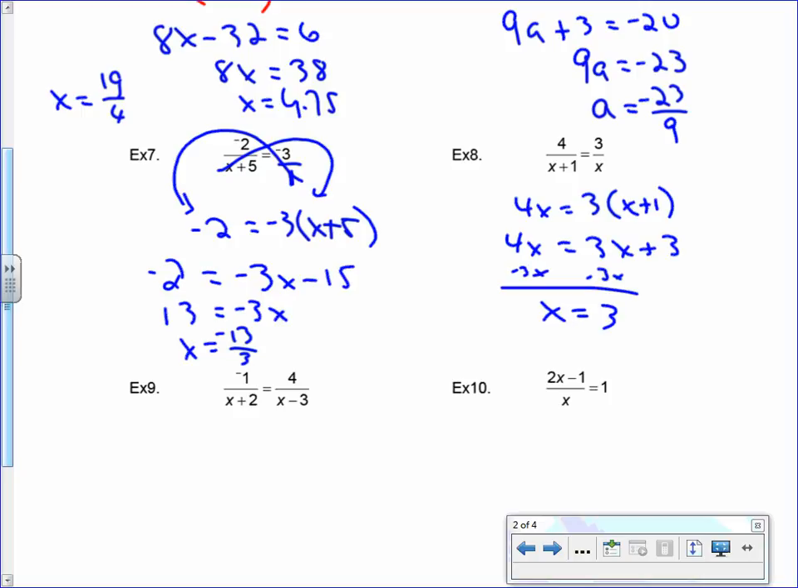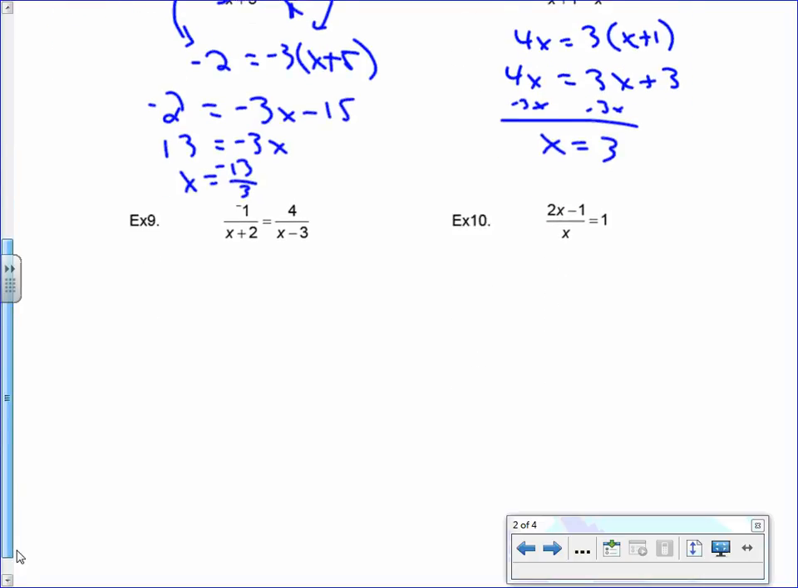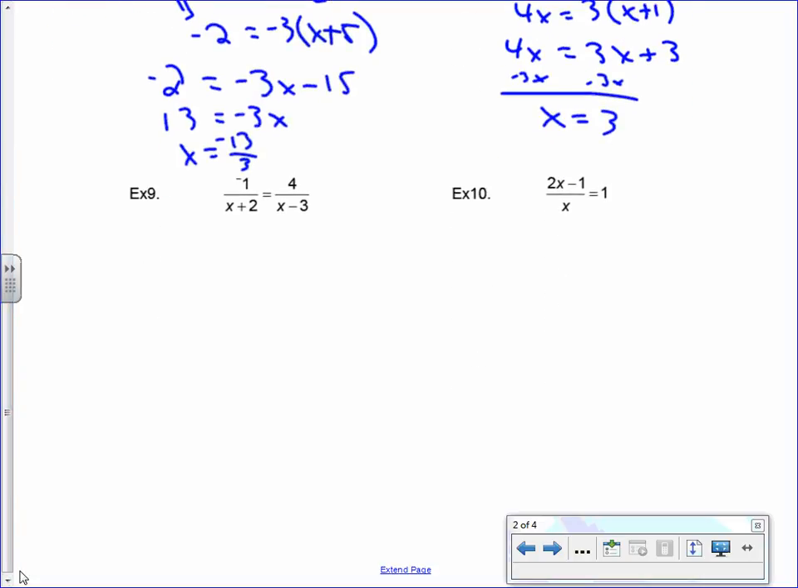Okay? All right? Okay. Example 9, this time not only is the x in the denominator on one side, but it's also in the denominator on the other side. So when we cross multiply here, you just need to use your parentheses on both sides this time. So the first crossing will get -1 times parentheses x minus 3, that's this one, okay? And on the other side, it'll be 4 times x plus 2.